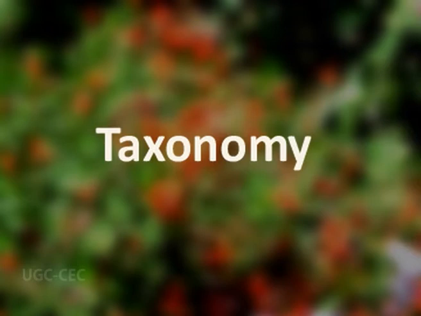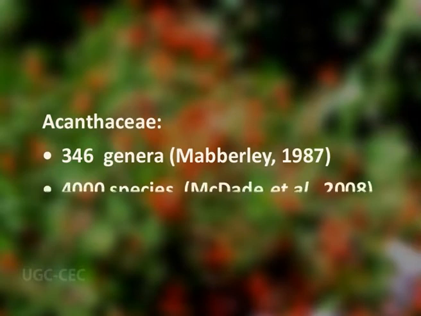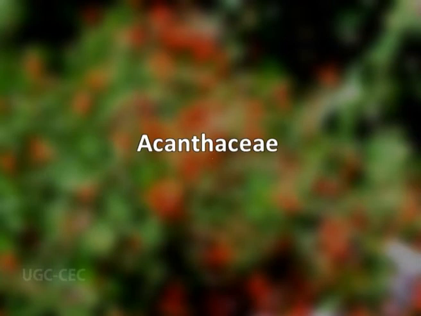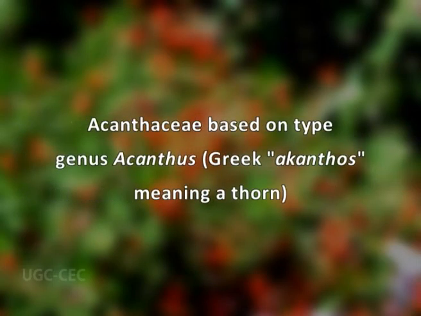Acanthaceae is a large family of flowering plants comprising nearly 346 genera as per Maberly and 4,000 species as per McTade et al. The Acanthaceae are also called Bear's Breeches family. The family name Acanthaceae is based on the type genus Acanthus, which is from Greek akanthos, meaning a thorn. They are important components of tropical and subtropical communities worldwide.